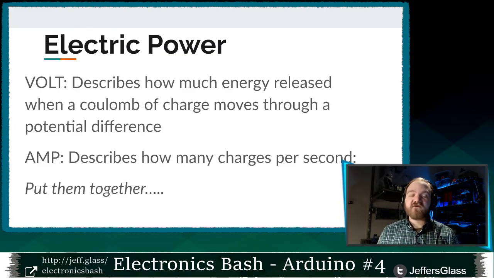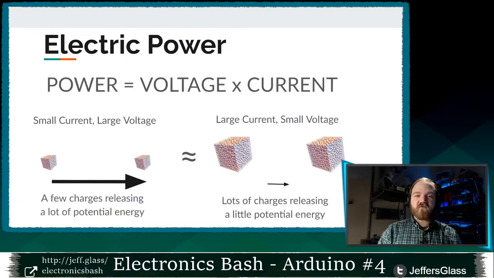So if we put them together, we might be able to deduce something. We're describing both the charge and how much energy it's releasing and how many of those charges are passing us in any given second. So when you combine volts and amps, you get a unit for electric power, which basically describes the total power released by your charges as they're moving through a circuit, right?